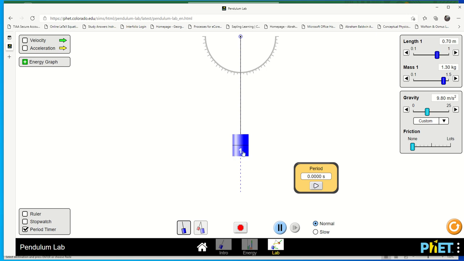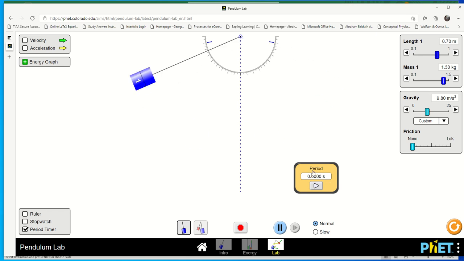Now what I'm going to do is take my pendulum, displace it, and start at a displacement of 80 degrees. Then the pendulum's going to swing back and forth. You can go normal or slow, it doesn't matter. Now notice I've got period timer checked.